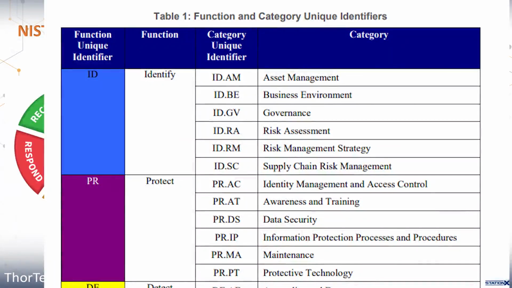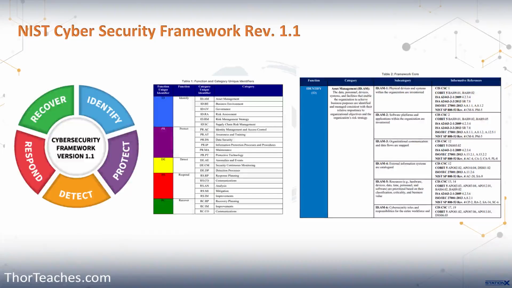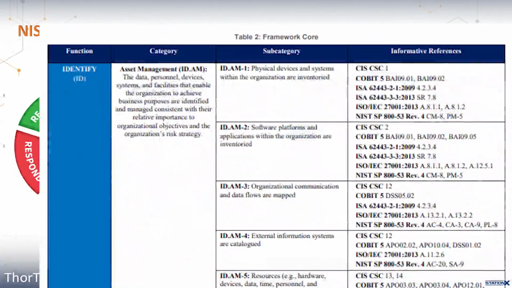If we look here at identify, you can see it has asset management, business environment, governance, risk assessment, risk management strategy, and supply chain risk management. Then for each of those areas, we can drill down into even more detail. And it has references for all the frameworks they suggest for that specific phase. If we look at identify and asset management, you can see even more subcategories.